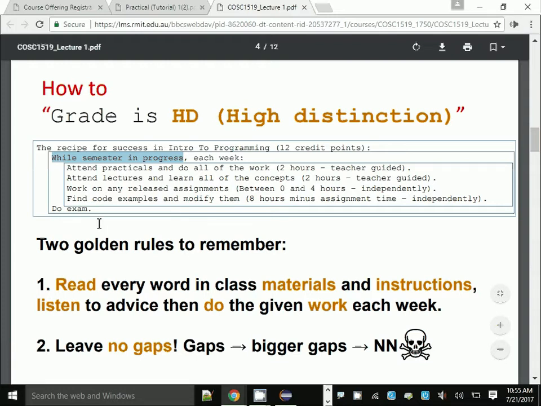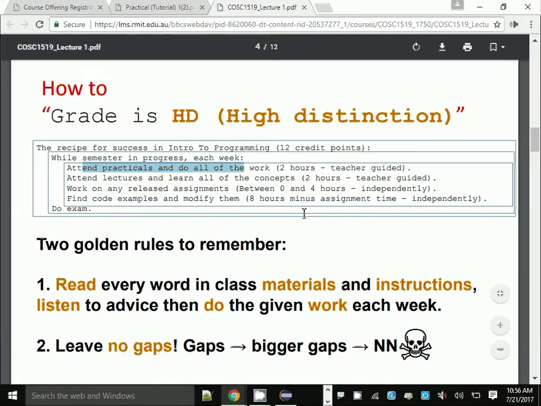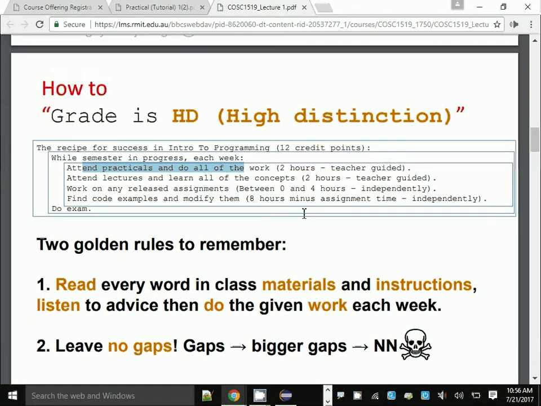And then there's another box inside. Which means the 4 lines I have highlighted belong to that part where I said, while the semester is in progress. So each week you have to attend practicals and do all of the work. Goes without saying, it's not just about going there. You have to do the work.